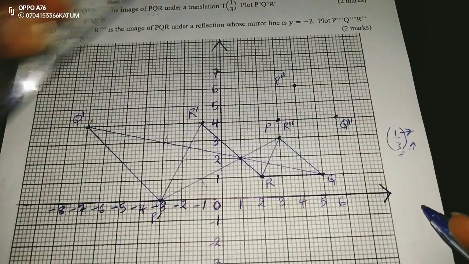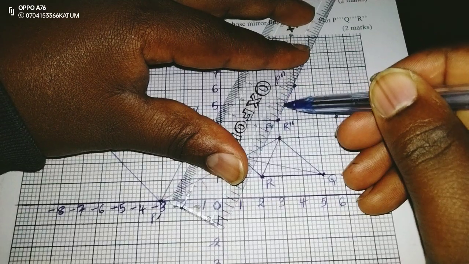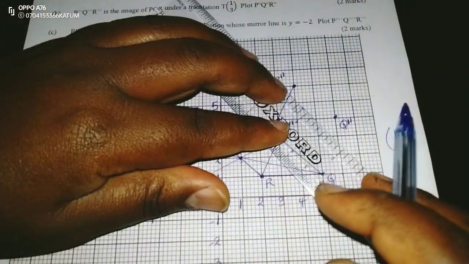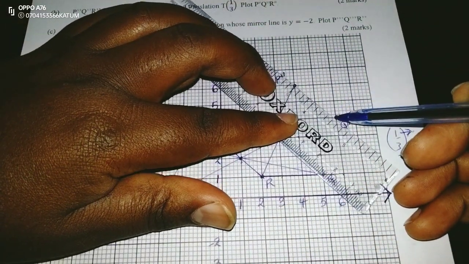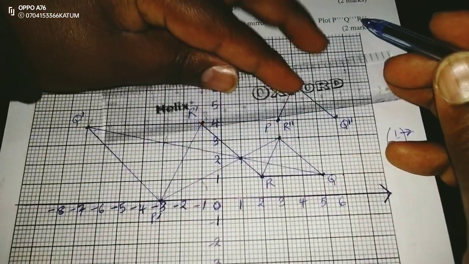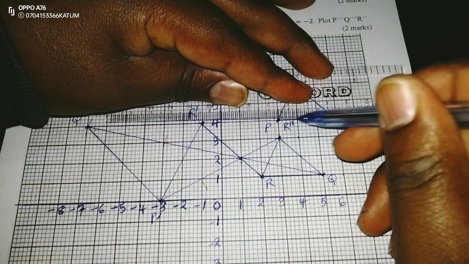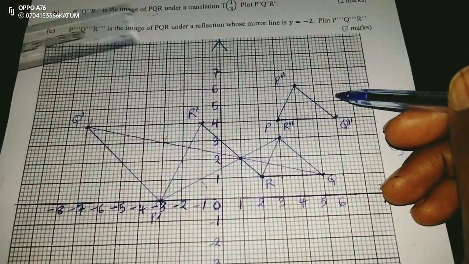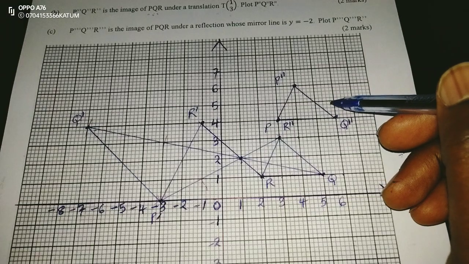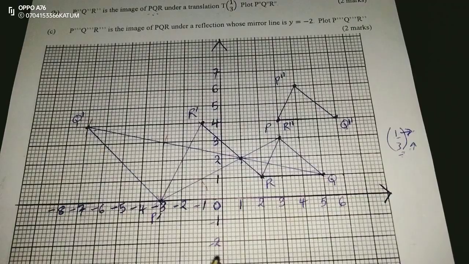Now we can join them: P, Q, then to R. So this is now the second image in the translation.